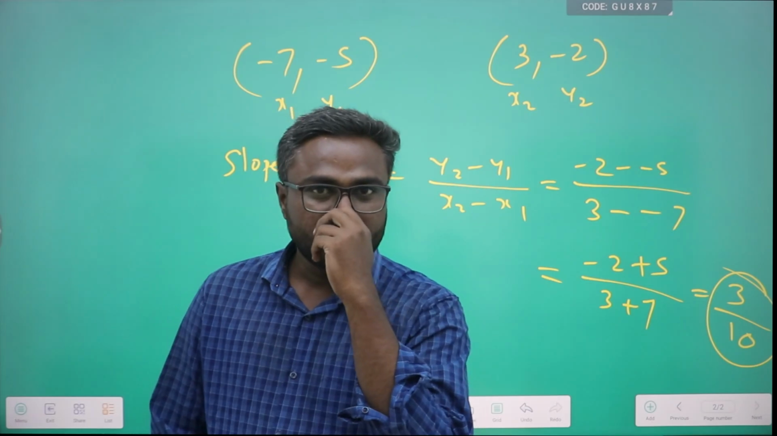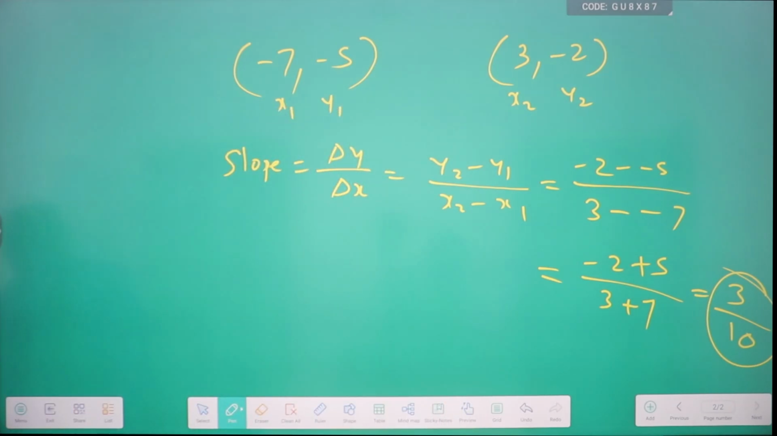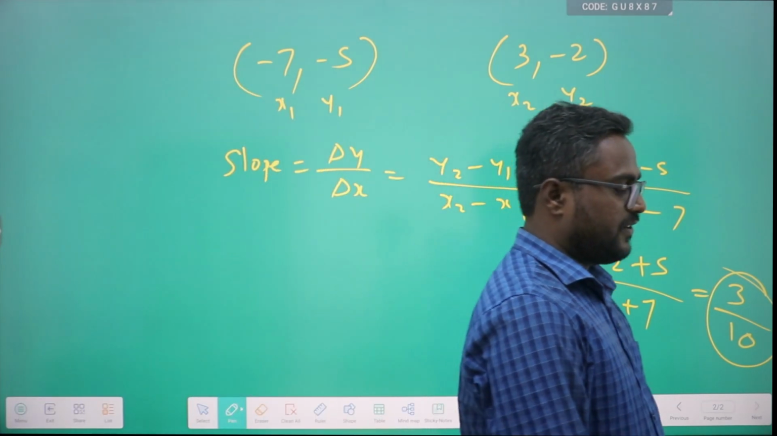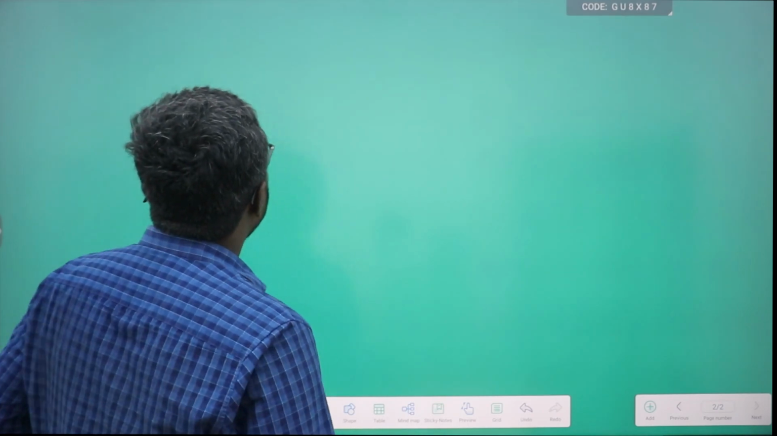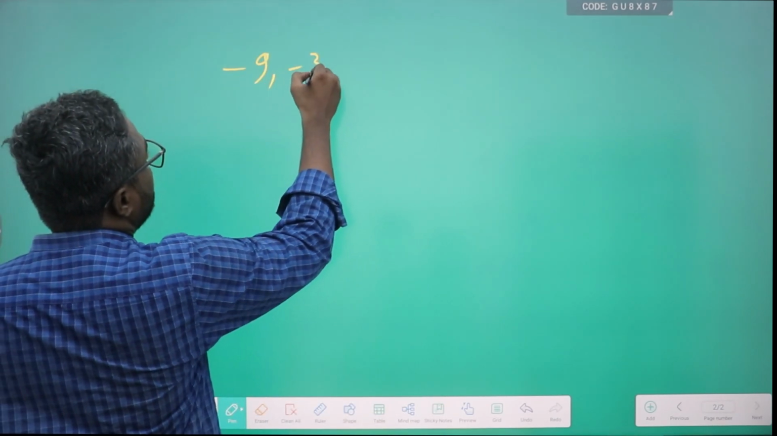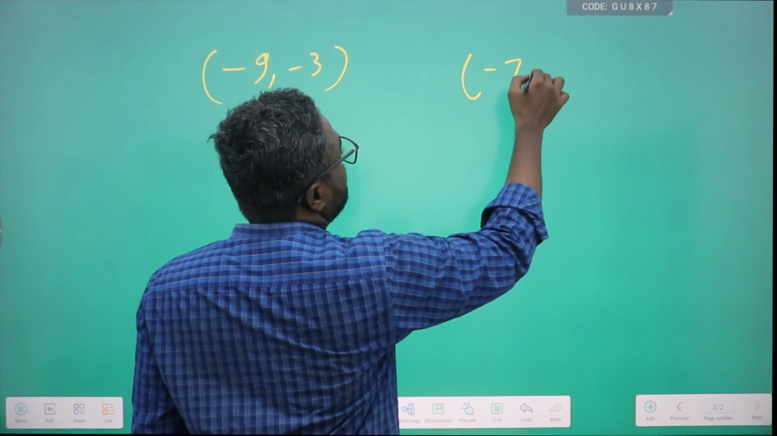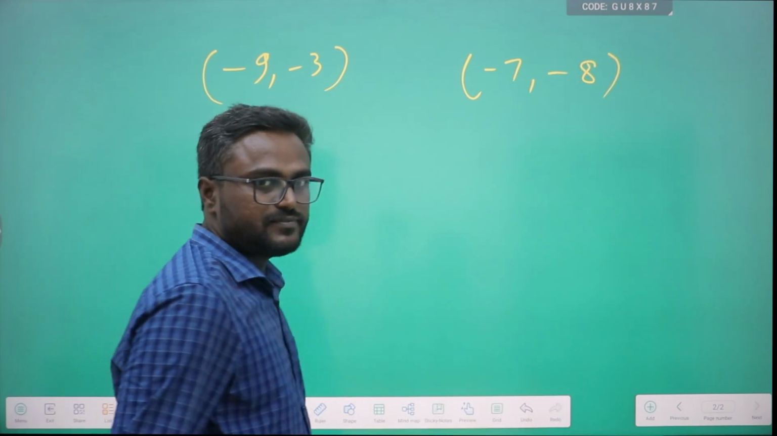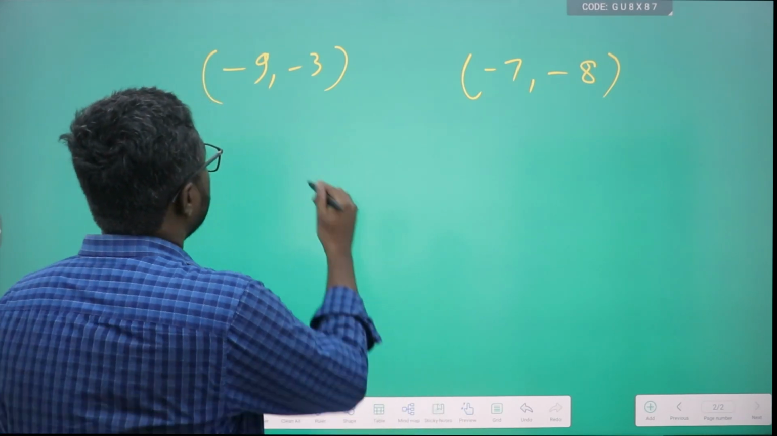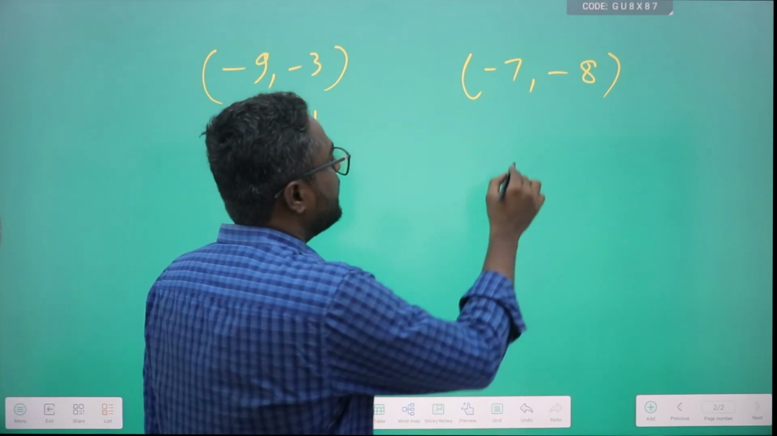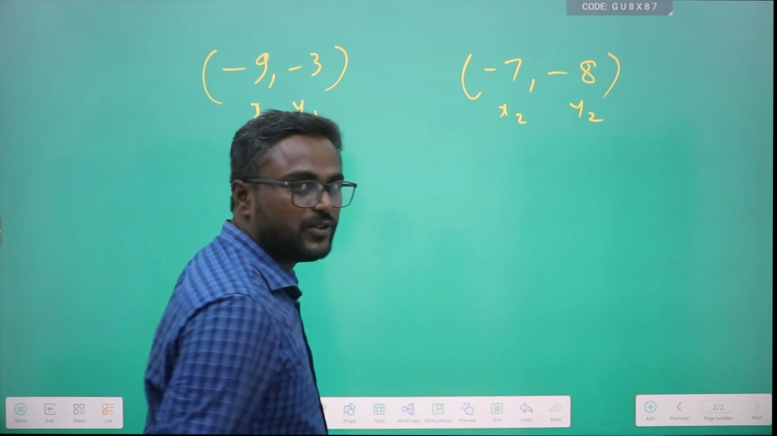Now, if you understood this, we will be moving on to the next question. So, next question, we are going to take all negative numbers now. I want you to understand this concept clearly in one video only. So, let me take (negative 9, negative 3) and (negative 7, negative 8). So all negative numbers now. Oh my god, what do we do? Just follow the steps. x1, y1, x2, y2.